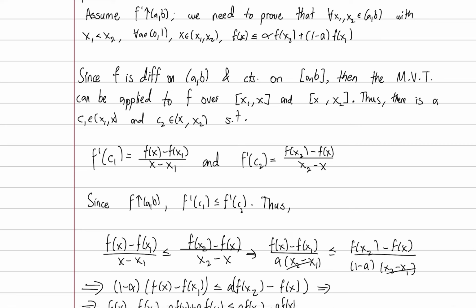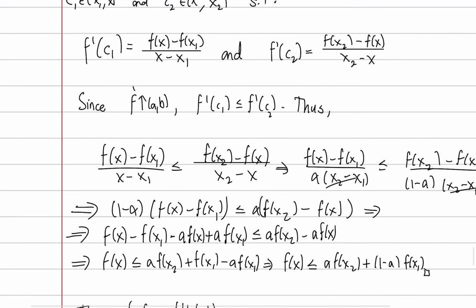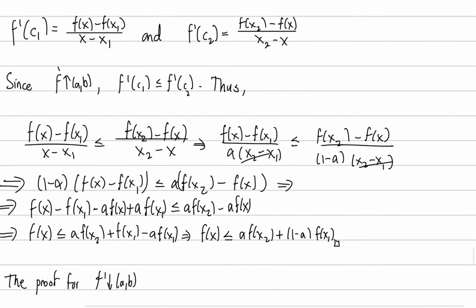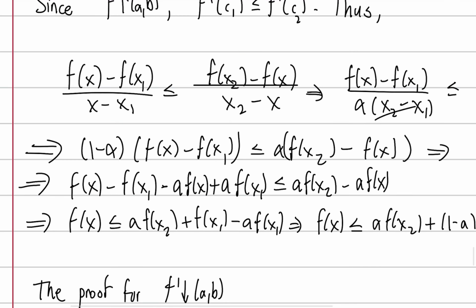Now, since we know f prime is increasing, then we know f prime of c1 has to be less than or equal to f prime of c2. So we'll rewrite that inequality here. And note, we know x minus x1 is alpha, right? That's that ratio, times (x2 minus x1), which is less than or equal to, and x2 minus x is (1 minus alpha) times (x2 minus x1). But notice we can now cancel out the x2 minus x1, and we're just left with alpha and 1 minus alpha. And cross multiplying, we get the following.